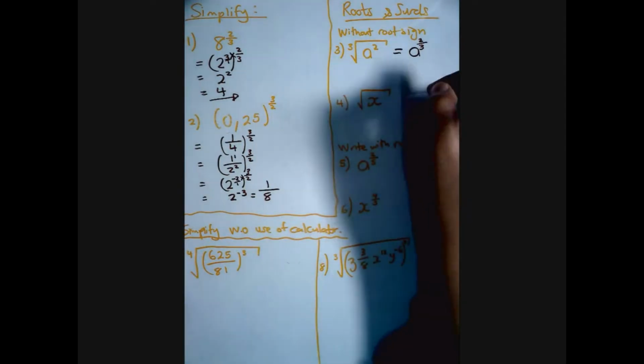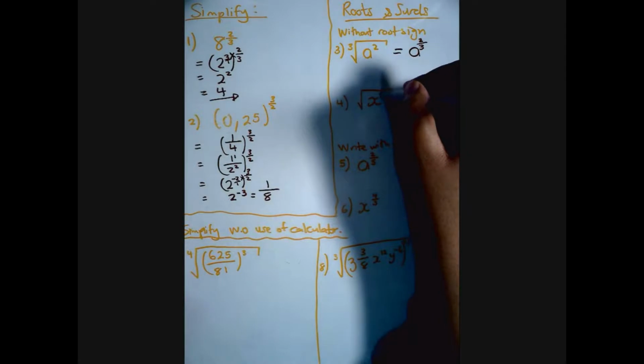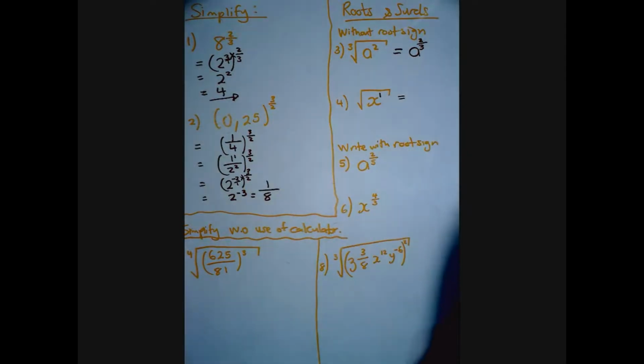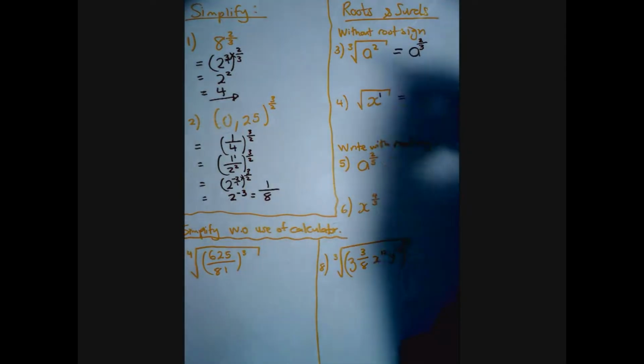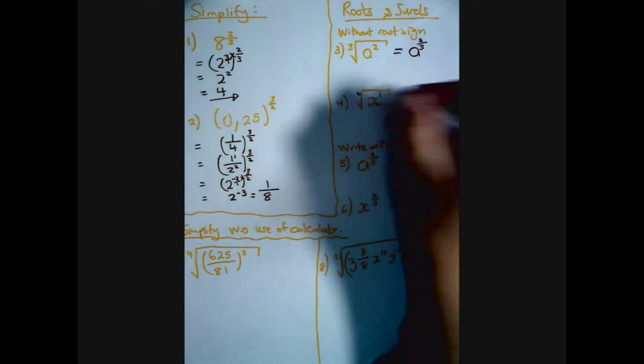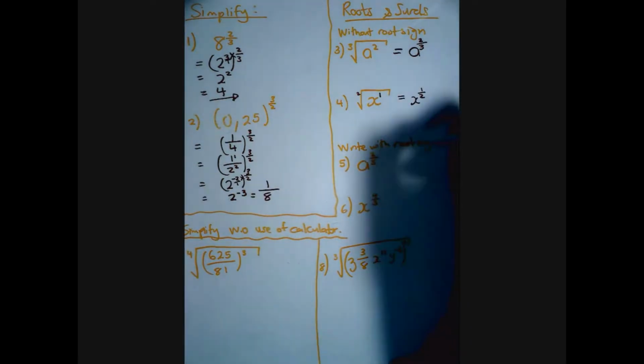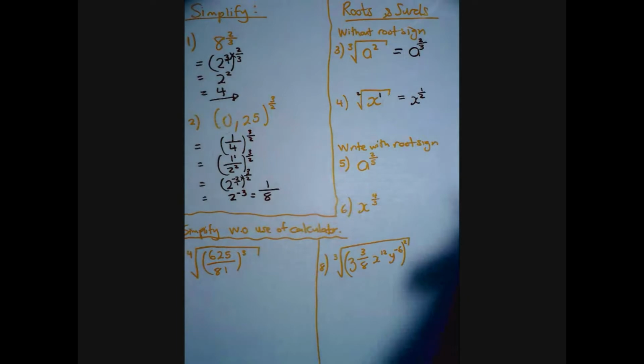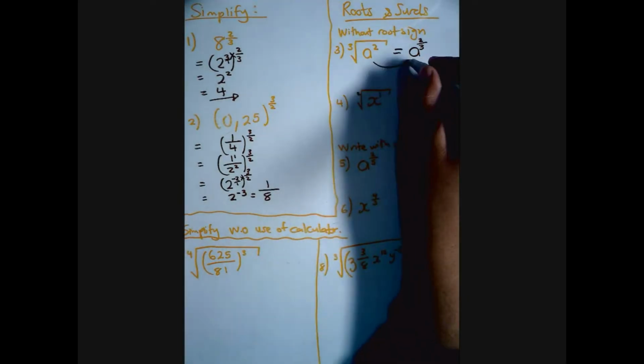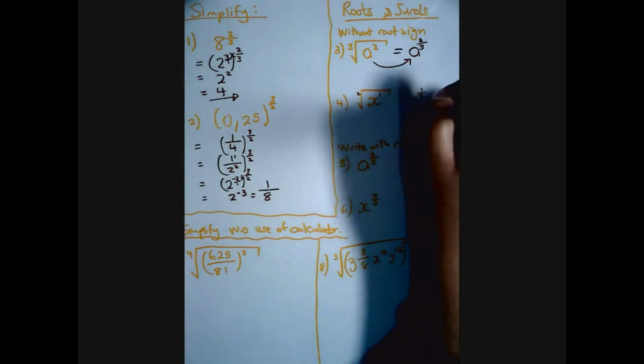Then for this one here, again, this has a power of 1, and if there's no number outside the root, then you know it's a square root, so it's power of 2 there. So you're going to say x to the power of 1 over 2. Then you're going to write this with a root sign. So you're doing the opposite. Now here you're going from here to here. Now this one here wants you to go from there to there.